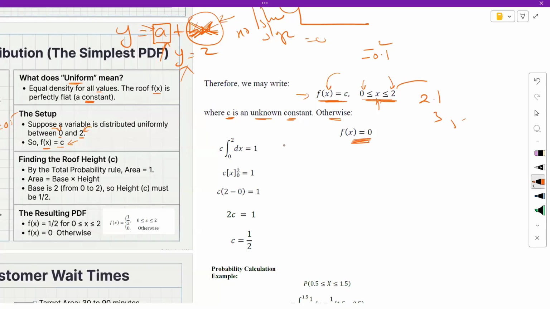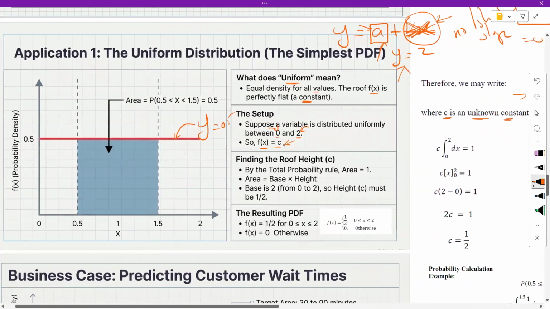Now, how do we find the height? How do we find the value here? The only given information is f(x) equals c. So what's the value of c? And it's also given that x ranges from 0 to 2. So finding the roof, the height, that means the constant c. By the total probability rule, the total area equals 1. That area ranges from 0 to 2.